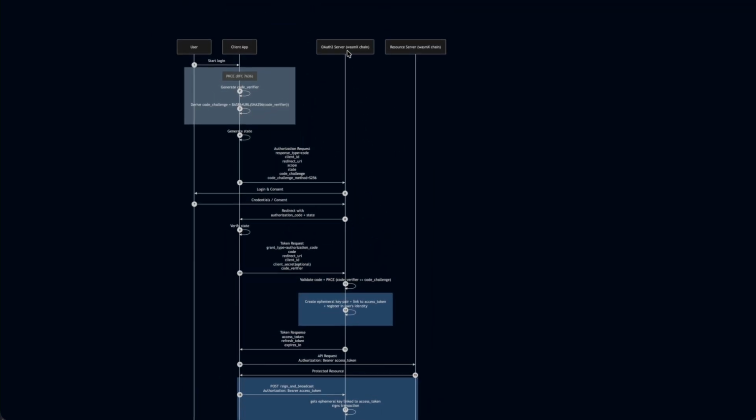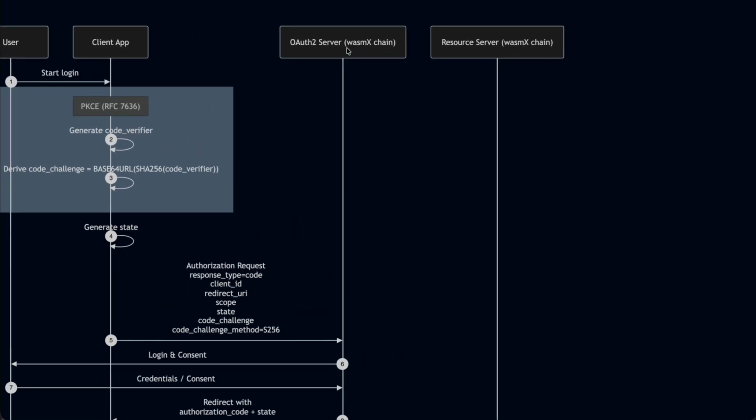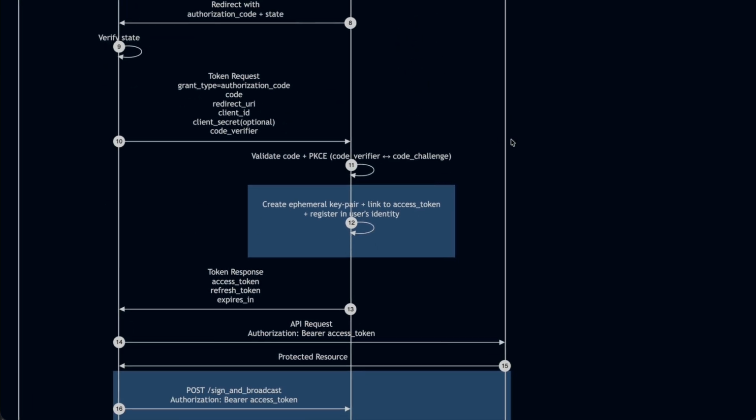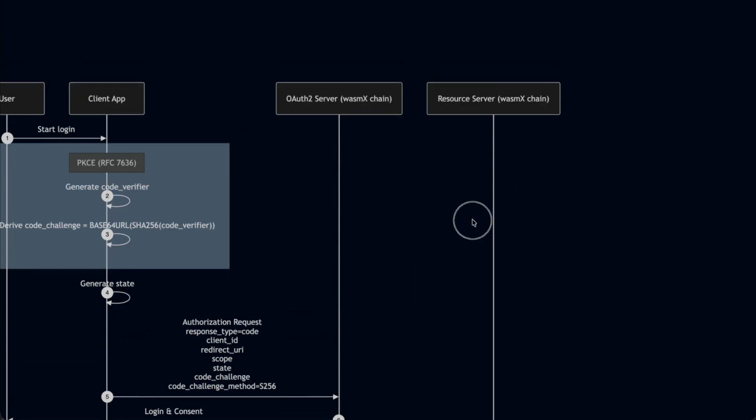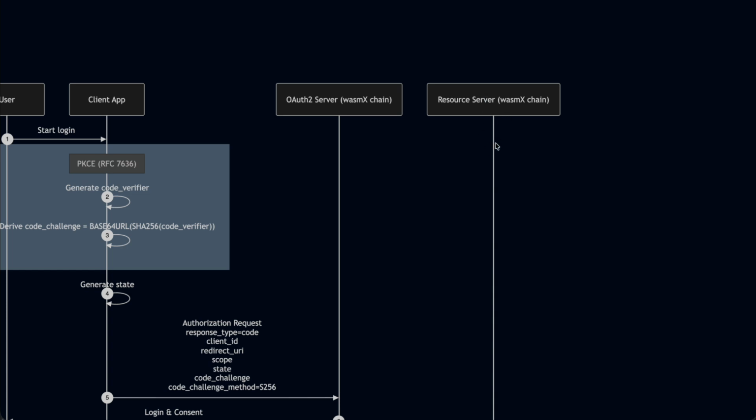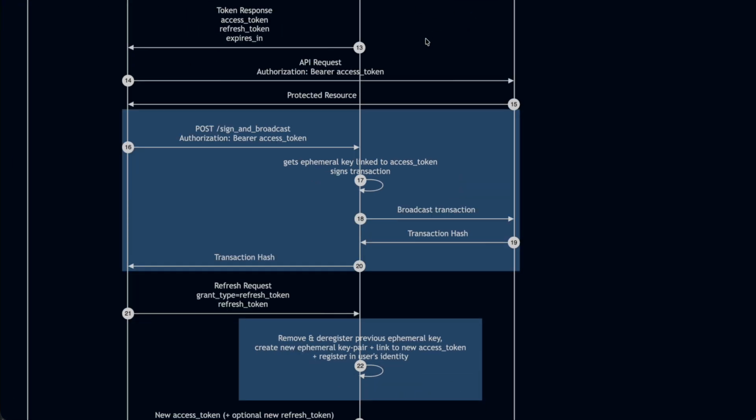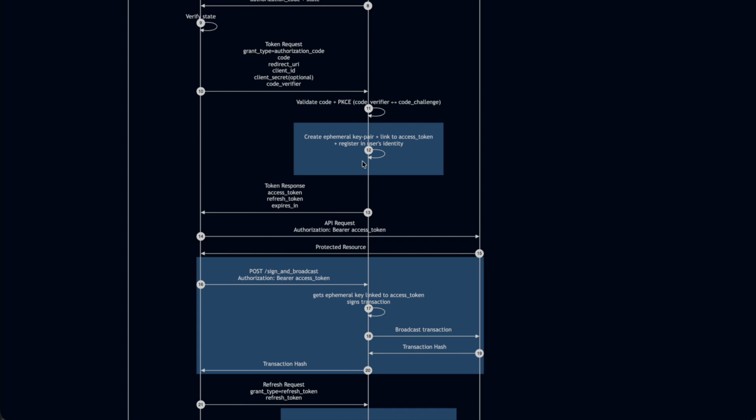This OAuth server, which is hosted on the wasmX chain, is actually a smart contract in Wasm. And the resource server, it's also the wasmX chain. It's the actual blockchain. So it's whatever smart contract the user essentially wants to interact with and wants to change state. So the OAuth server contract creates an ephemeral key pair for the user and registers the new address in the user's identity. So essentially, the OAuth server will create transactions with this ephemeral key on behalf of the user.